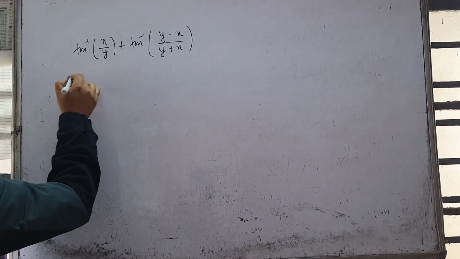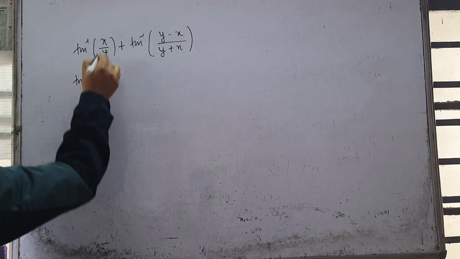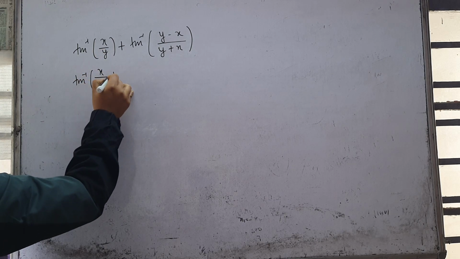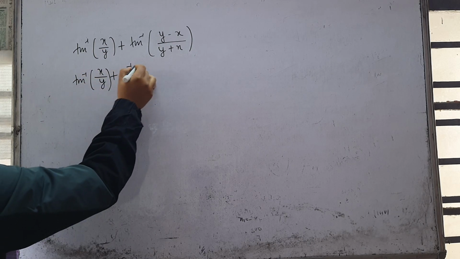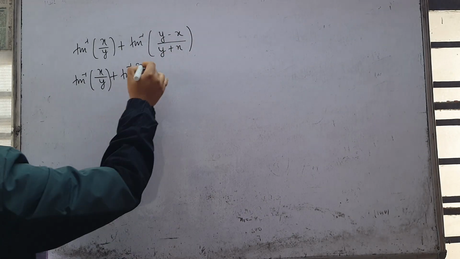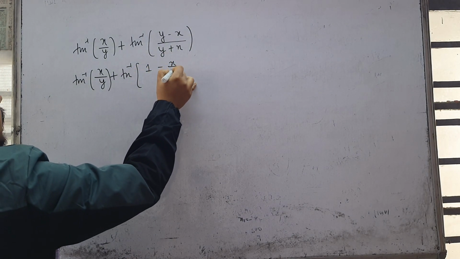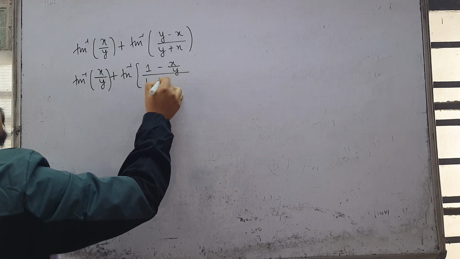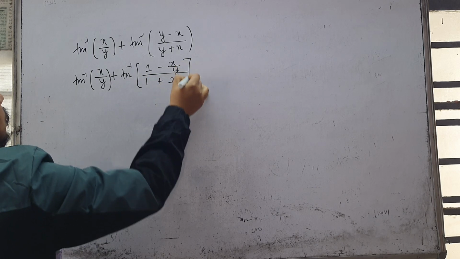Please tell me. What we do is we make these two the same. So tan inverse x by y plus tan inverse, divide everything by y. Tell me what do you get? 1 minus x by y divided by 1 plus x by y.